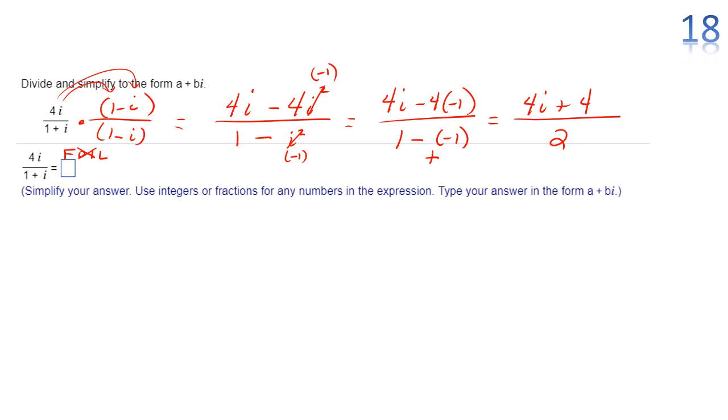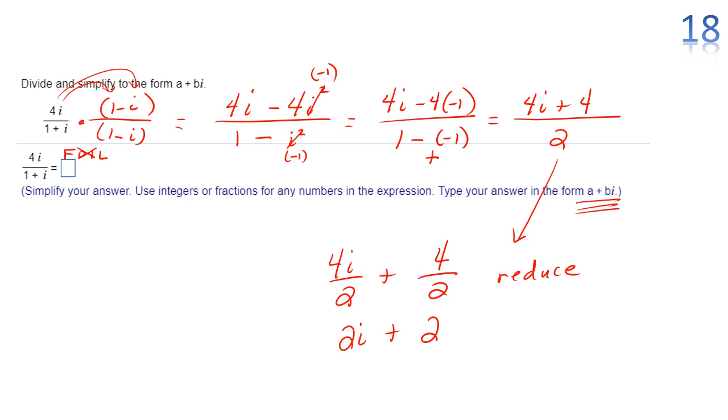Again, don't leave this as the final answer. You must have it in a plus bi form. So we take 4i and place that over 2. Take the 4, place that over 2, and reduce. When we reduce, you get 2i plus 2, but you must reverse that to put it in the a plus bi form.